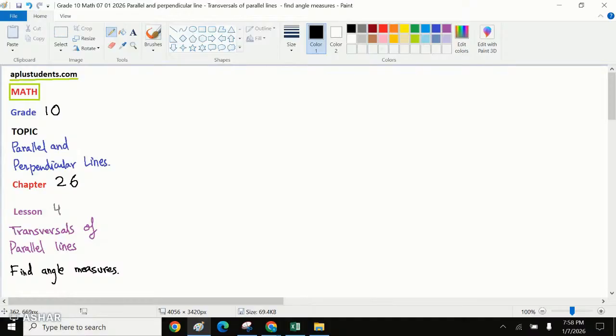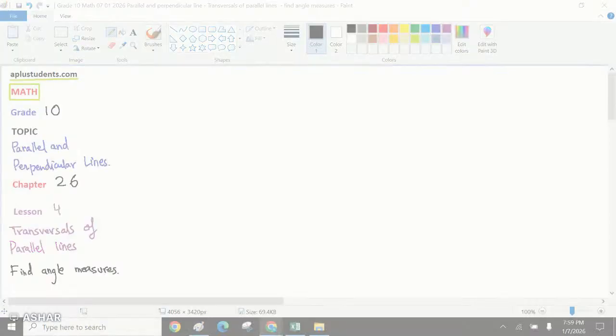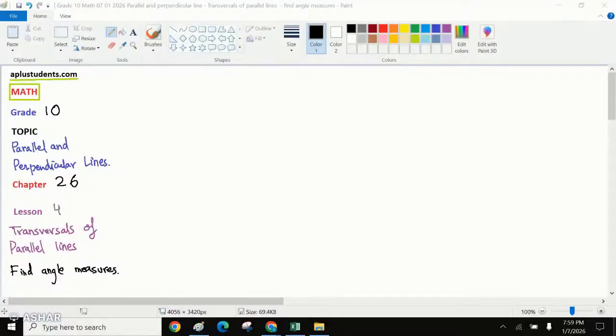I hope you have logged in to aplusstudents.com, math, grade 10s. The chapter number is 26, that is parallel and perpendicular lines, and then we have lesson number 4, transversal of parallel lines, find the angle measures. So this is the topic. It's a continuation of the previous lesson. Let's see what the question is asking us, and if there are any things that need to be revised, we'll do those also.